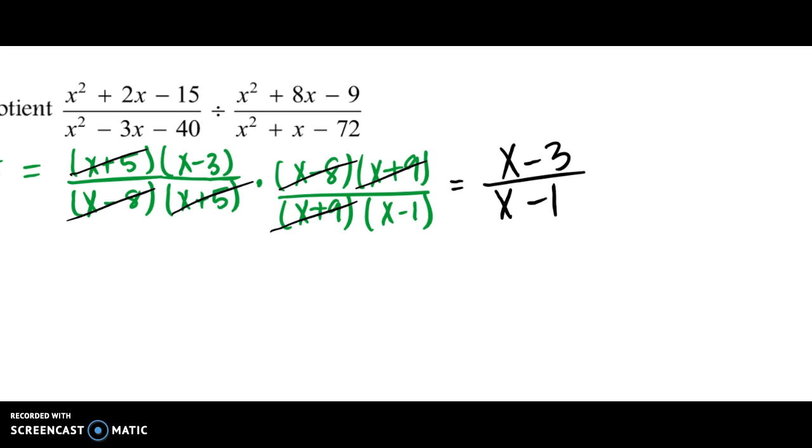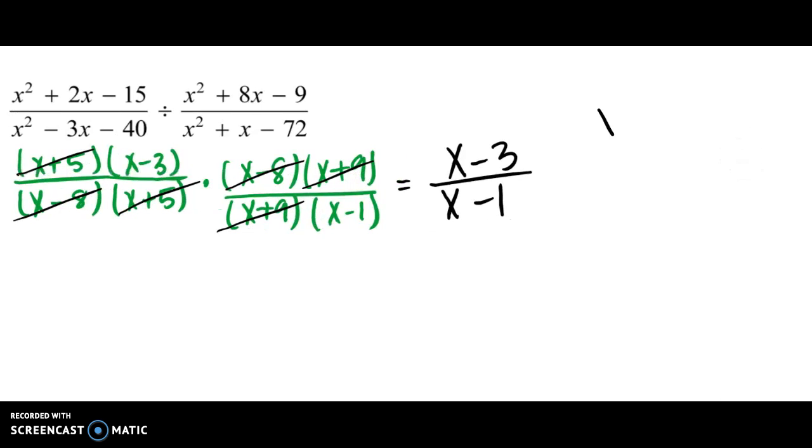Now we need to remember to write the values of x that are excluded. So x cannot be positive 8, x cannot be negative 5, x cannot be negative 9, and x cannot be positive 1.